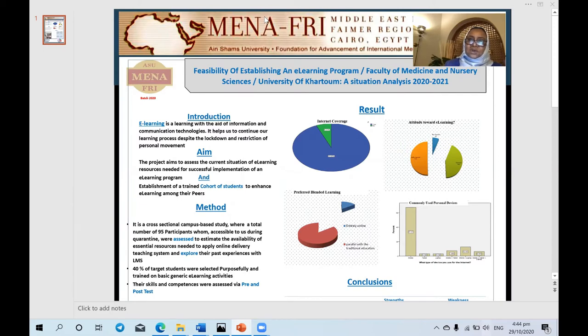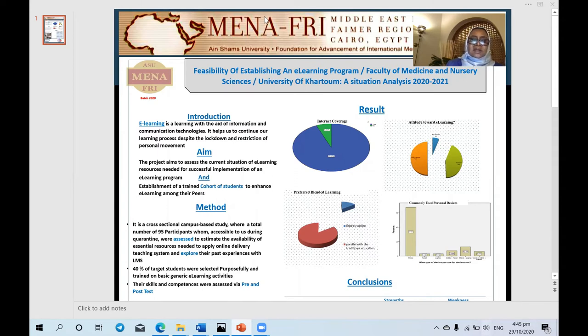I am presenting my project on the feasibility of establishing an e-learning program, Faculty of Medicine and Nursing Sciences, University of Khartoum. E-learning is learning with the aid of information and communication technologies. It helps us to continue our learning process despite the lockdowns and restriction of personal movement.